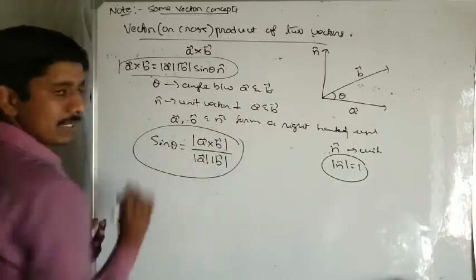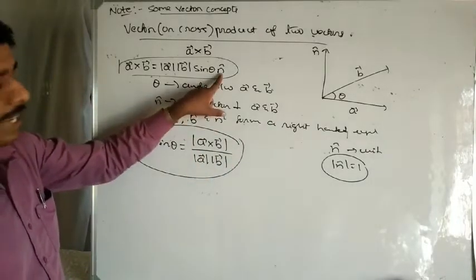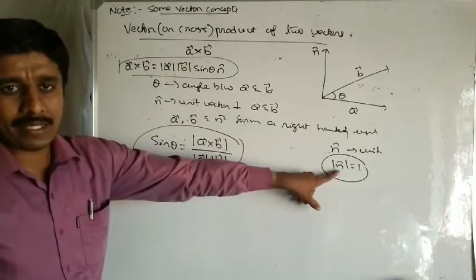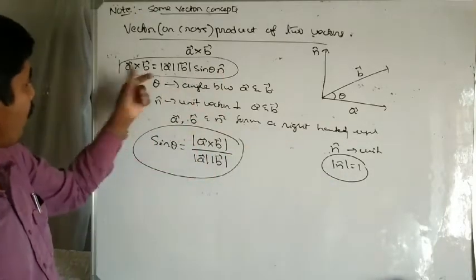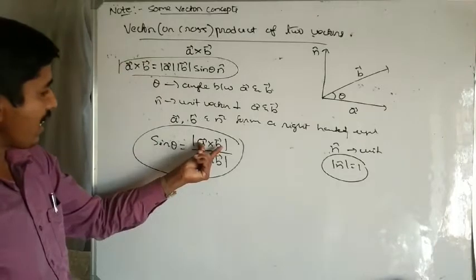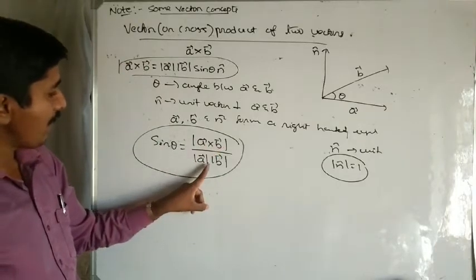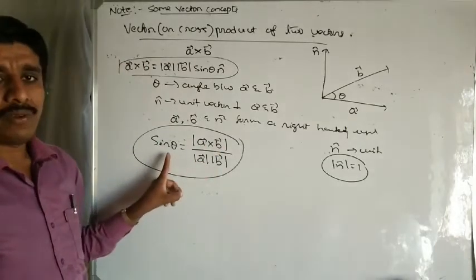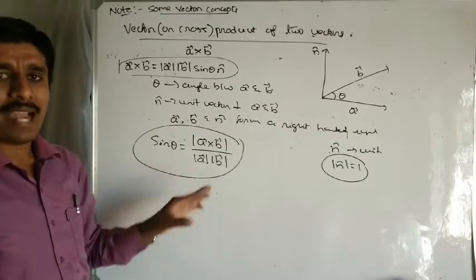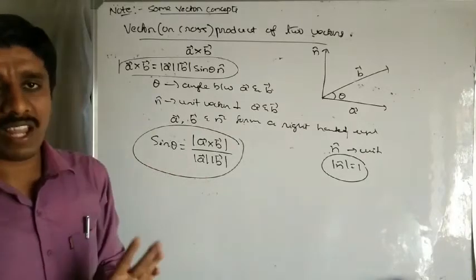Very important. Here the magnitude of n cap equals 1. Then sin theta equals the magnitude of vector A cross vector B divided by the magnitude of vector A into the magnitude of vector B. For the time being, you understand this. Practice the formula, all formulas.